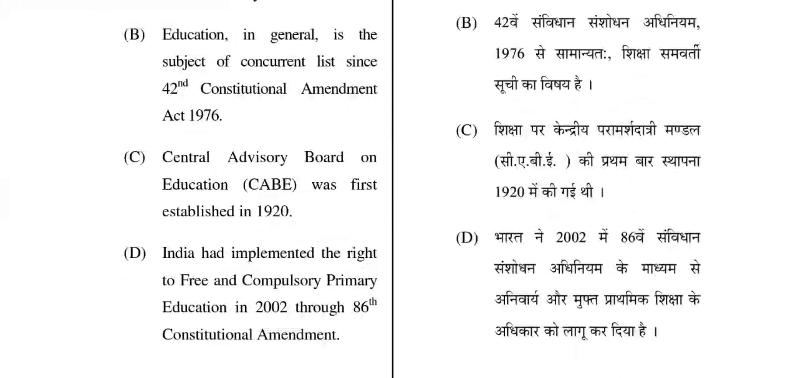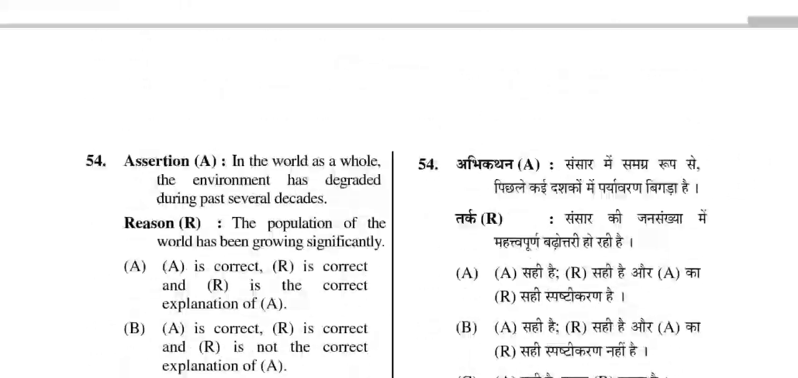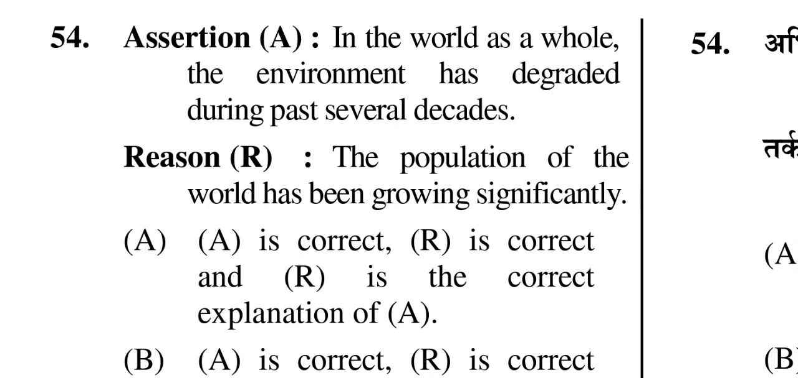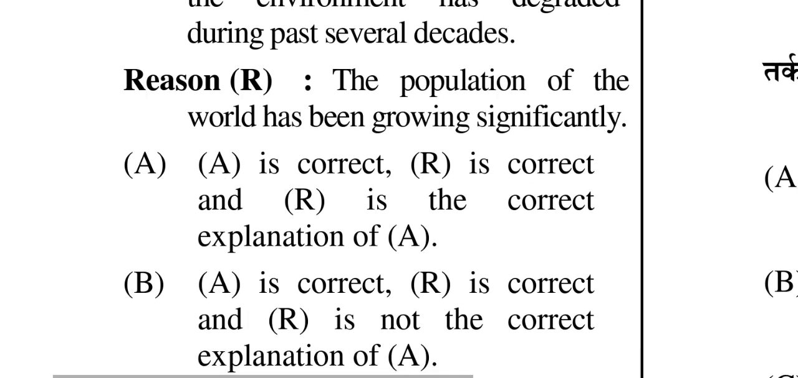Very few questions left. I was checking how many questions are left, but let me finish them all. 54. In the world as a whole, the environment has degraded during the past several decades. So this is an assertion. Then we have the reason, R: the population of the world has been growing significantly.